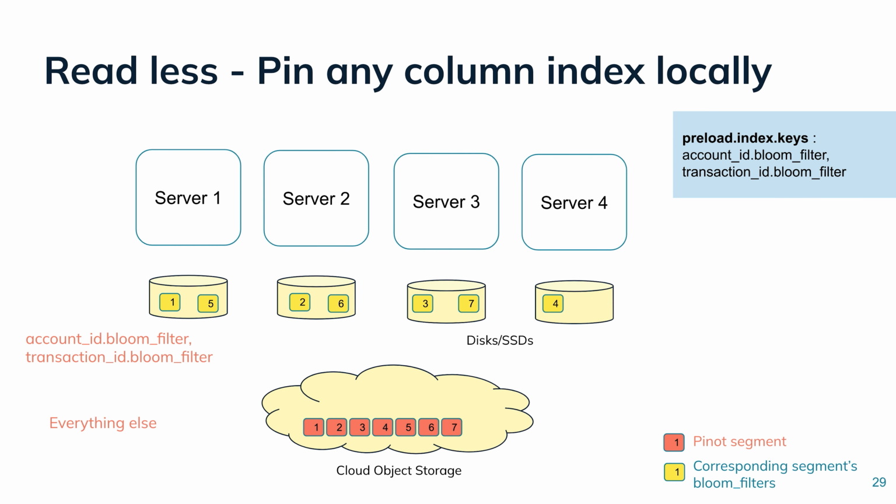To address this, we added an advanced configuration to define how to split the data into local versus remote. You can now be super granular and say, I want this specific column to be on local, or I want the specific index of the column to be on local, and everything else on the cloud storage. With this, you could pin bloom filters locally, which is usually a very small fraction of the total storage, and then that will help us to do fast and efficient segment pruning.